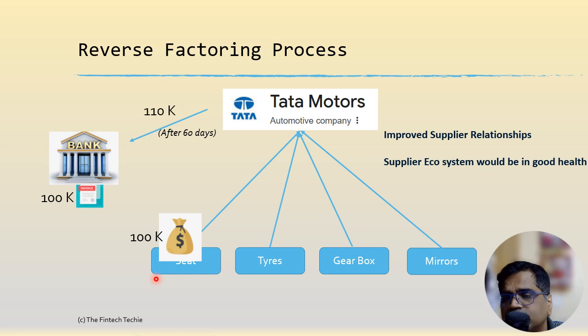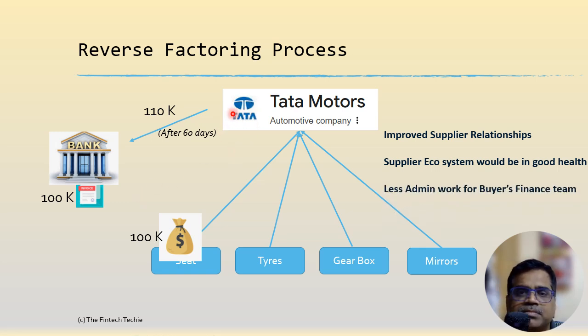And the next one is that the supplier ecosystem would be in good health. As a big corporate, it is in your best interest that all your suppliers are in good health, because if any one of the suppliers goes down, your assembly line is disrupted, and that's a much bigger loss, much bigger than this 10K interest which Tata Motors is paying. And it's less admin work for the buyer's finance team. Tata Motors has to deal only with the bank for payment, while the bank takes care of the payments to all the individual suppliers.